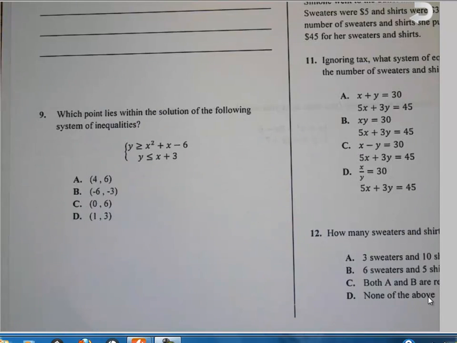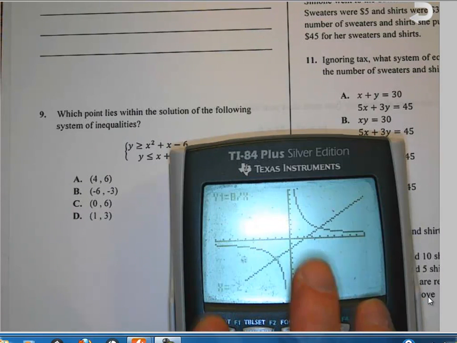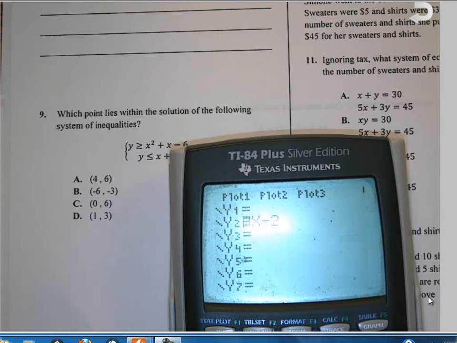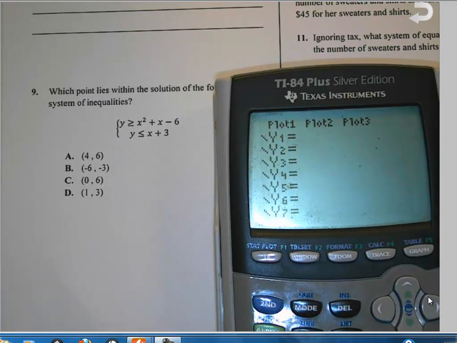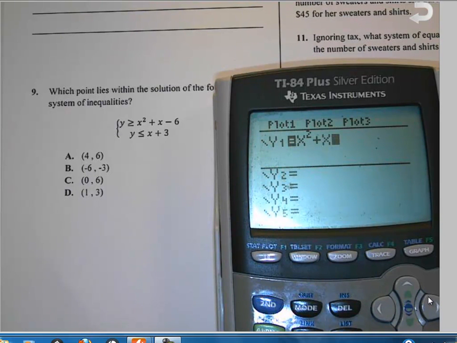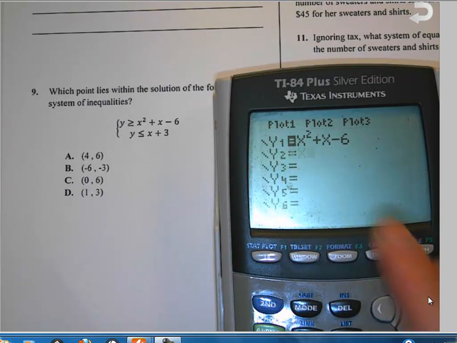Okay, now number 9 was just a little bit trickier. Now this relied on you understanding how inequalities work. So let's see if we can take a look at what this means. So we have a quadratic and a linear, as we've done before. So you have x squared plus x minus 6 and x plus 3.